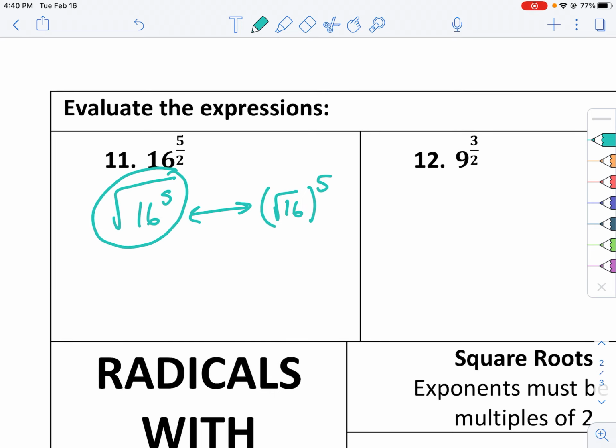Here, raising 16 to the 5th power is a huge number, versus if we just take the square root of 16, you get 4, and then you can take 4 and raise it to the 5th power, and eventually end up with 1,024.